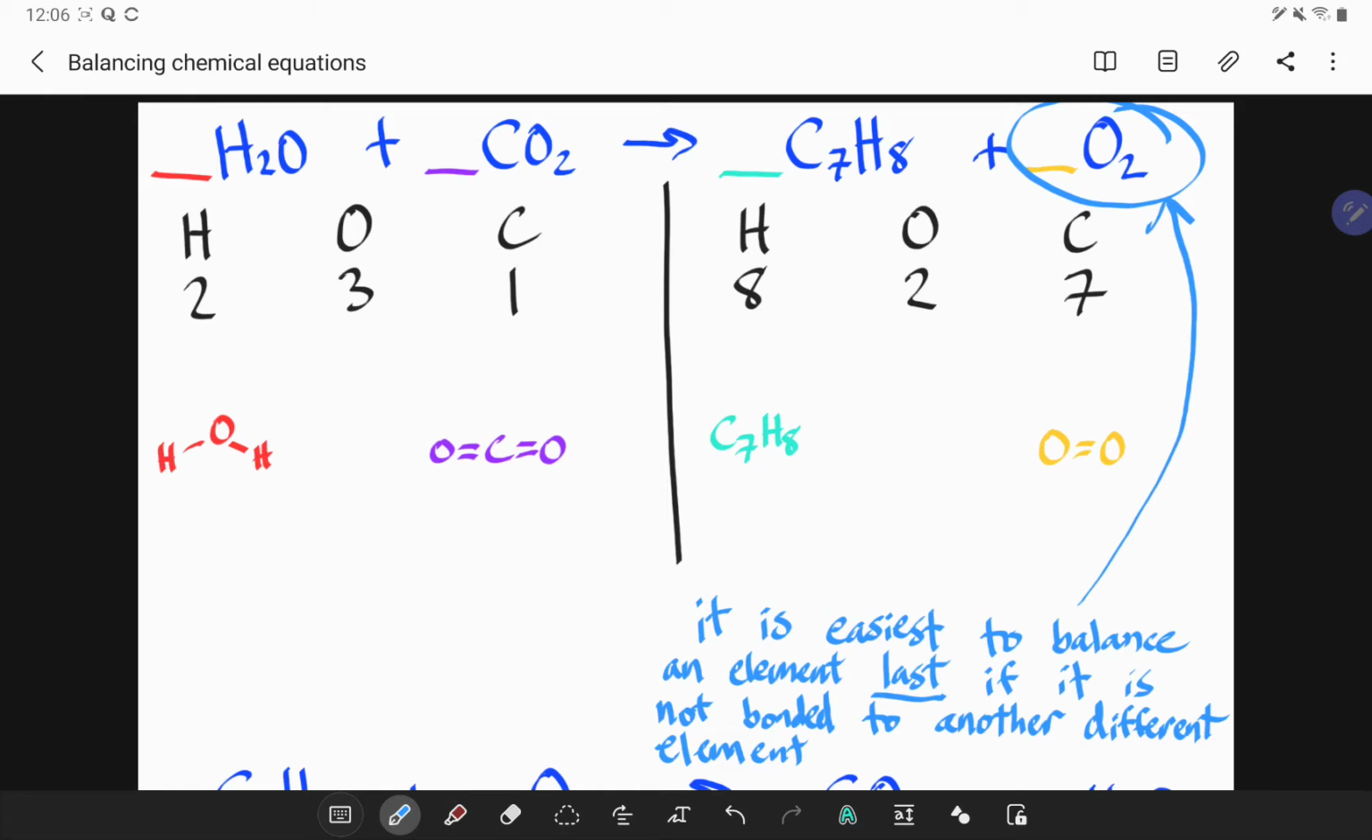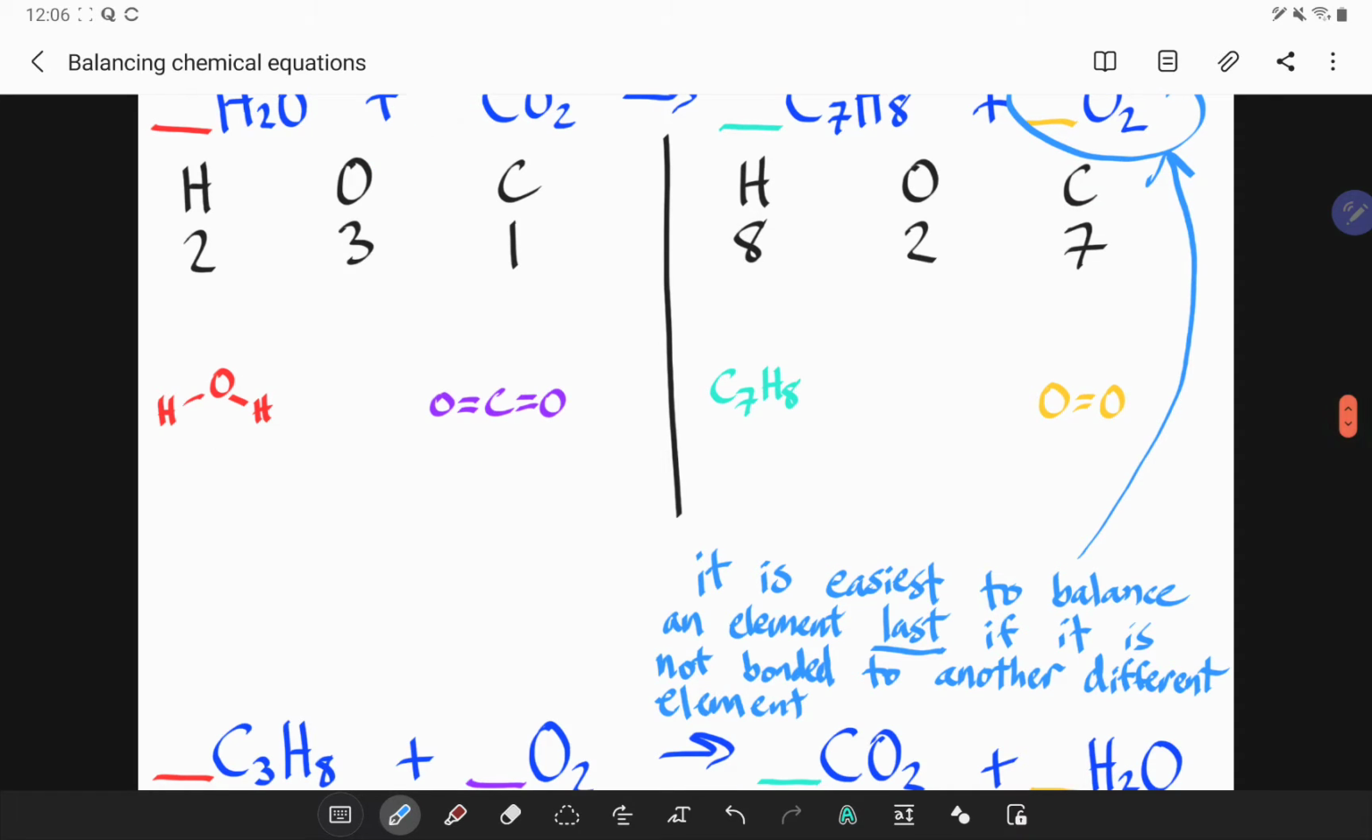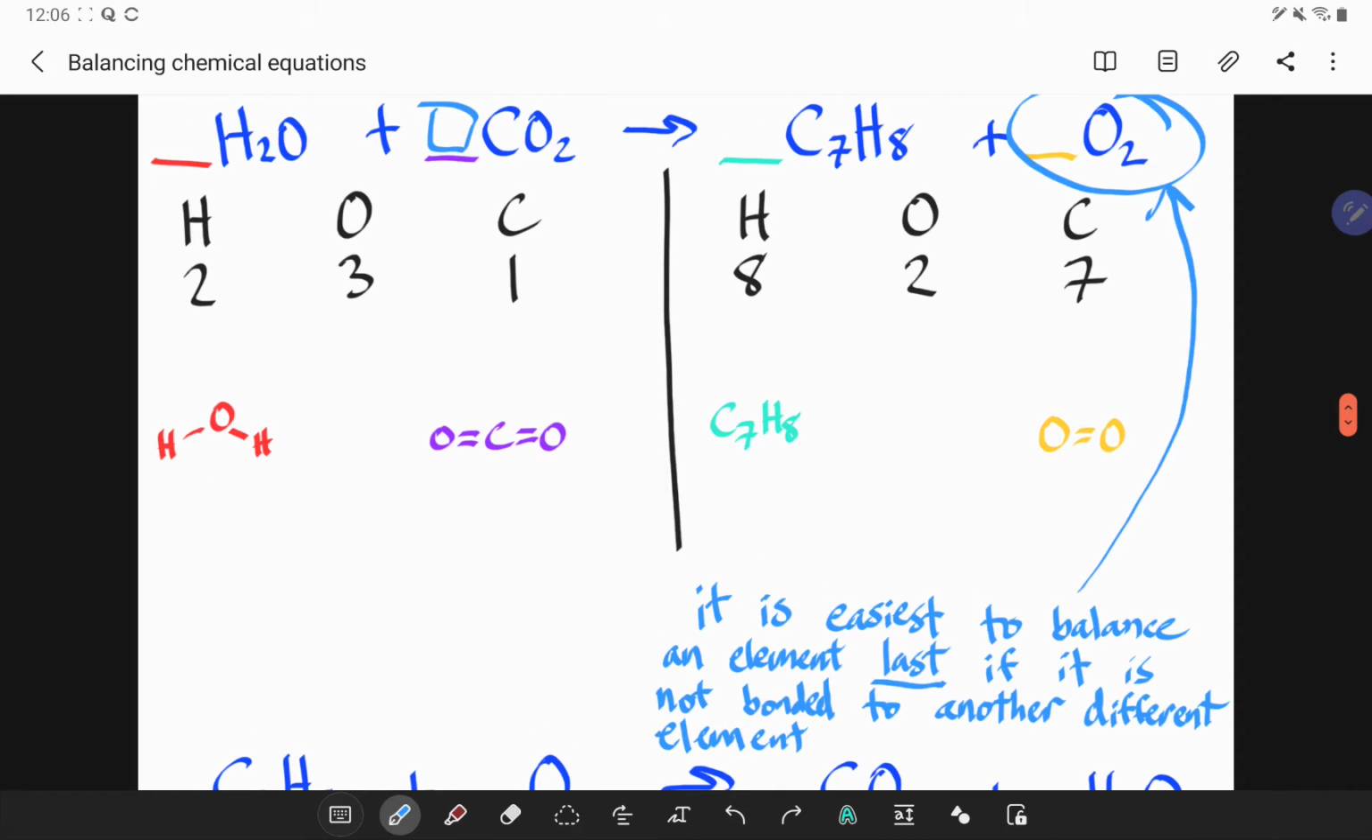But really, I just look at the numbers and see, okay, it's easiest to put a number here to get 7 carbons. And so I would say carbon's the easiest one to balance first. So you can use that as a general guideline, balance carbon first if you can, but really the more important thing is what you're balancing last, and this is going to be an extremely helpful tip for us to follow.